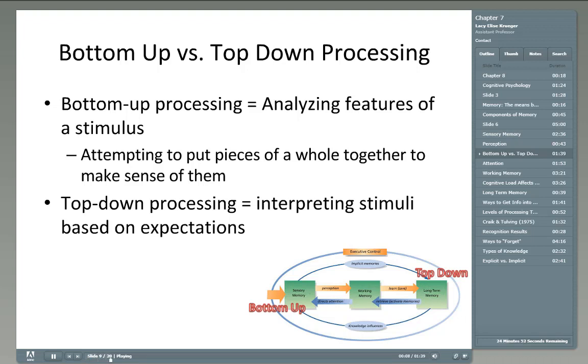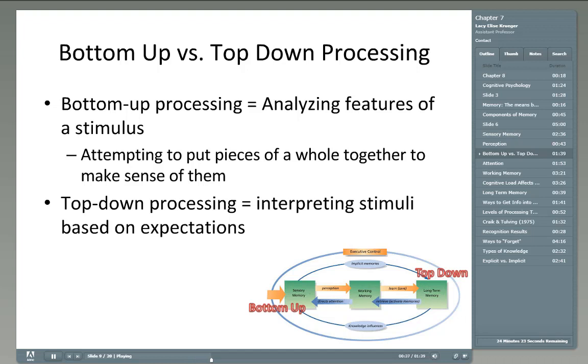Are we looking in terms of a bottom-up approach or a top-down approach? The bottom-up approach is the one that the book talks about when they talk about Gestalt principles. This one is whenever you analyze features of a stimulus, so you attempt to put pieces of a whole together to make sense of them. There's also top-down processing, and that's interpreting stimuli based on expectations.